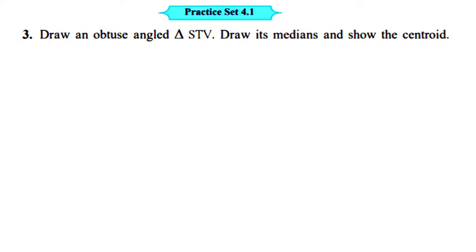First, we have to draw an obtuse angle triangle. What is an obtuse angle triangle? If the measure of one of the angles of a triangle is greater than 90 degrees, it is called an obtuse angle triangle.